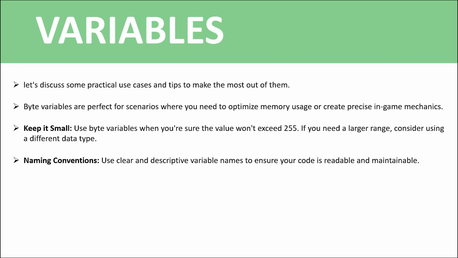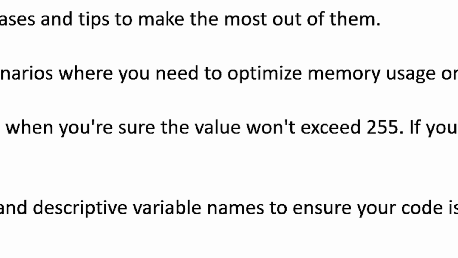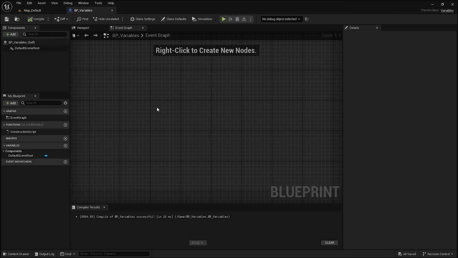Now let's go to blueprint and see how we can use byte variables in blueprints. The blueprint section is divided into three parts. In the first part, I will show you how you can create a byte variable. In the second part, I will show you how you can use the byte variable. In the third part, I will show you what the different properties available for byte variables are. So let's get started. First, let's create a byte variable.